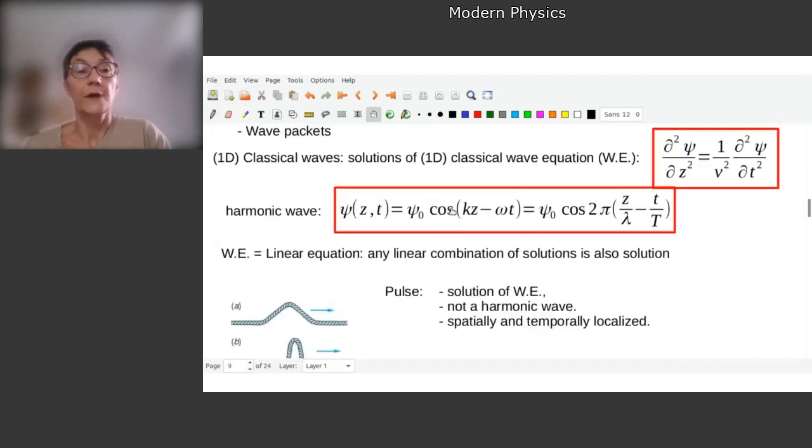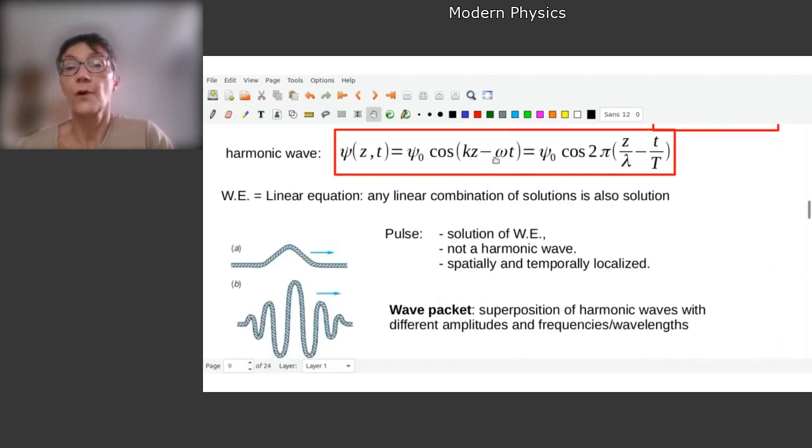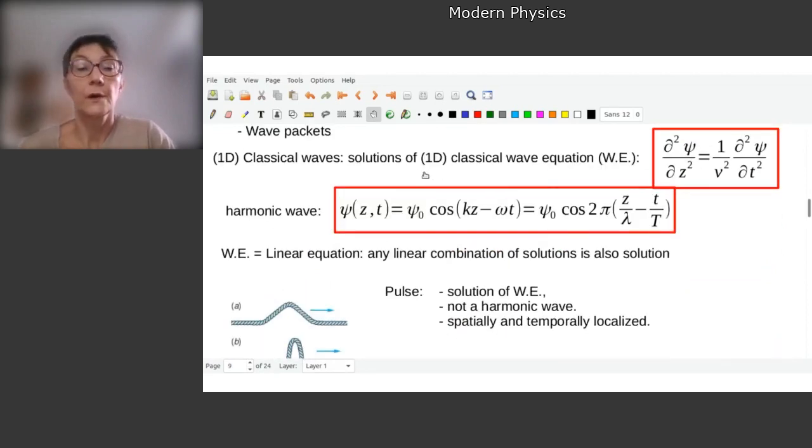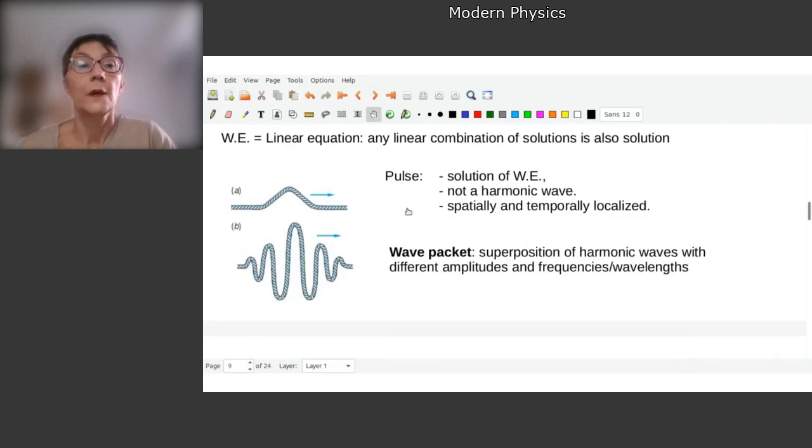So actually, a solution of the classical wave equation can be any linear combination of solutions. So you can make some combinations of harmonic waves. For example, you have probably already studied the propagation of a pulse in a string. So you don't have a harmonic wave; this is a triangle shape for the pulse, and it is propagating along the string. This is a solution of the wave equation. It is not a harmonic wave, and it is spatially and temporally localized. So at each time you know where the pulse is.